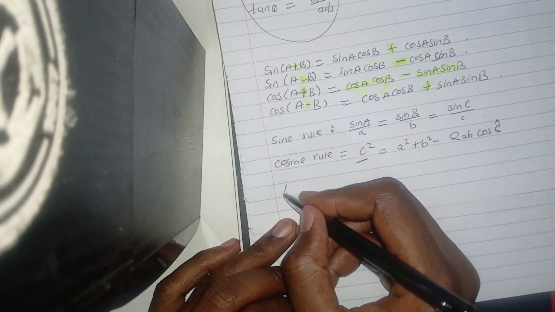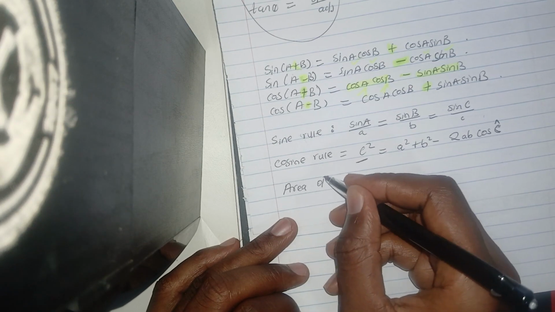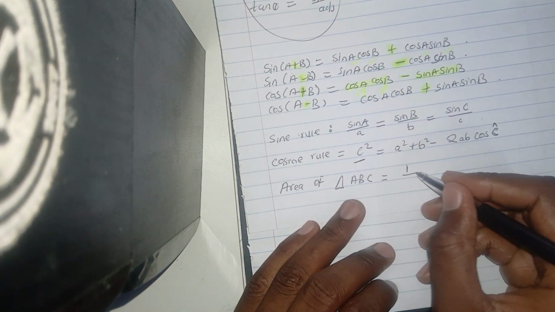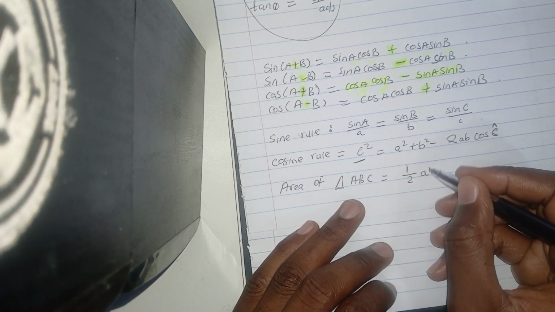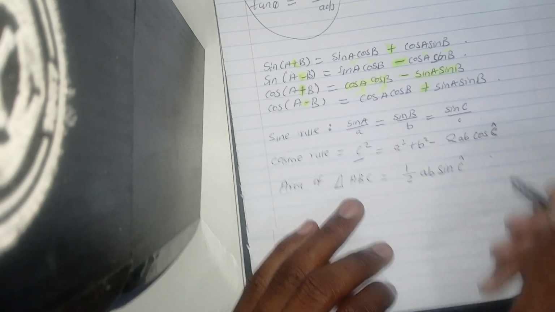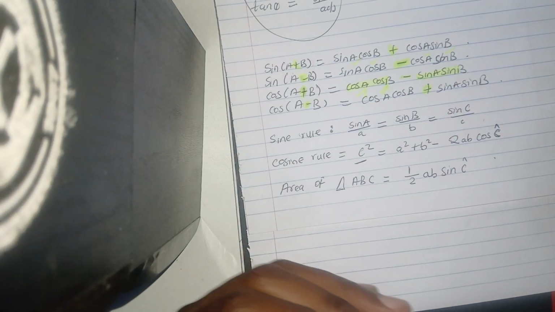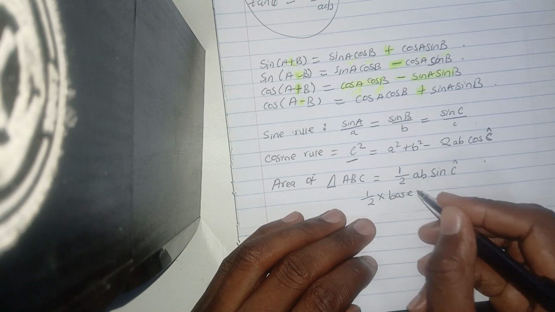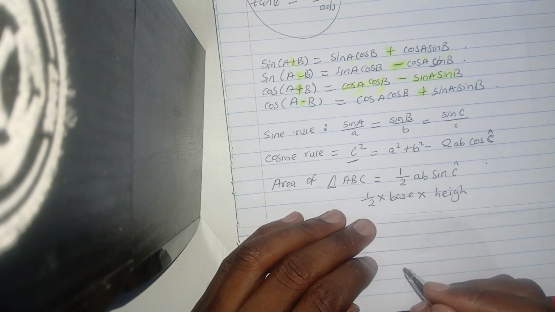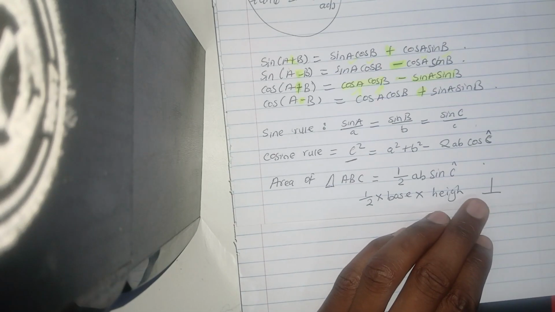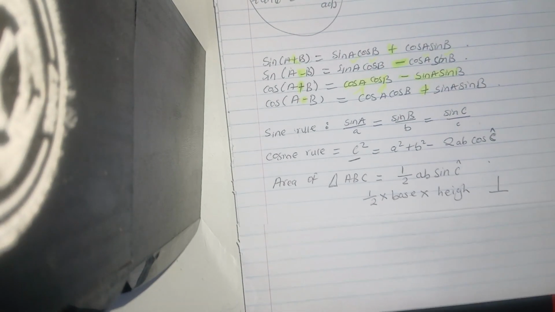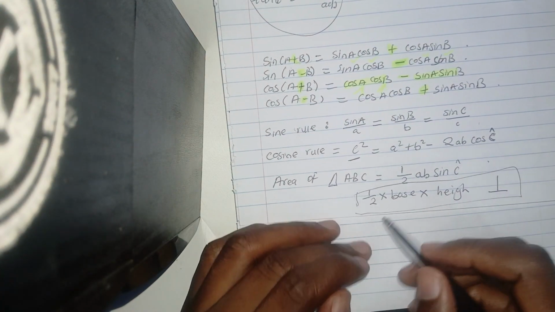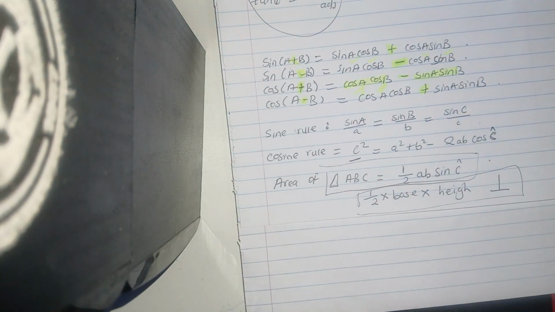So now let's go to the area of triangle ABC. That means it's 1 over 2 AB sine C, right? When we're talking about area, you can also say 1 over 2 multiplied by base times height, as long as it's a right angle triangle. If it's not, for a right angle triangle it has to be something like this, and for just a triangle it has to be like this.